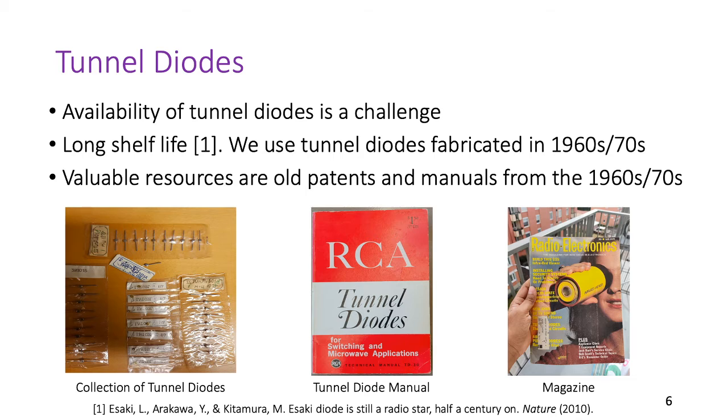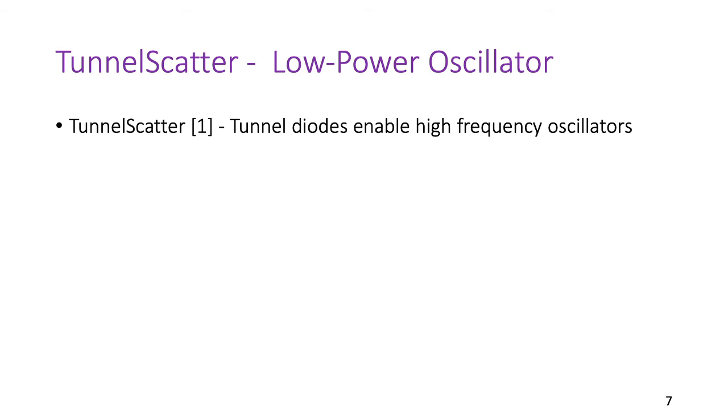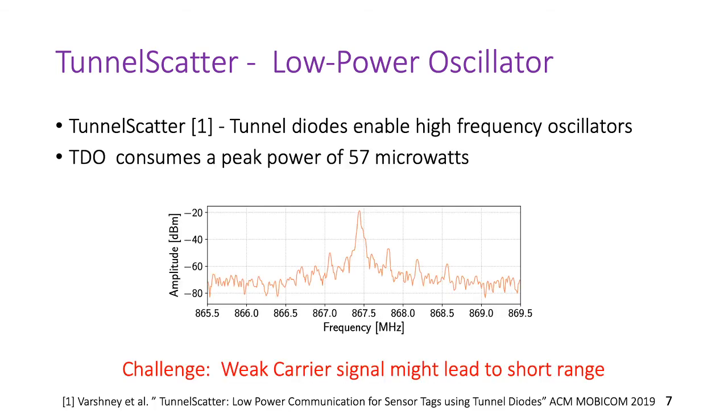We used the tunnel diodes to design a low power oscillator based on the design of TunnelScatter, which we presented at ACM MobiCom in 2019. TunnelScatter demonstrated a design of an oscillator that, while consuming a peak power of about 57 microwatts, could generate a carrier signal within the 868 MHz band. We show the spectrum obtained from the tunnel diode oscillator in the slide.